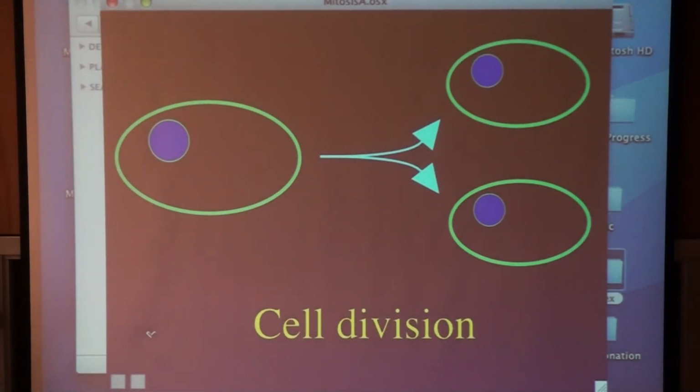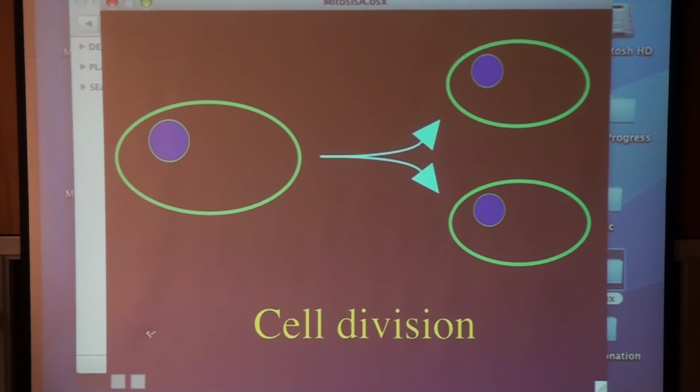So one cell will essentially just divide in half and make two cells, and that is how cells reproduce, just by dividing. And they use the term mother cell as the cell that divides, and the two cells it turns into are called the daughter cells. So there's a mother cell, and it splits in half, and you get two daughter cells out of it.